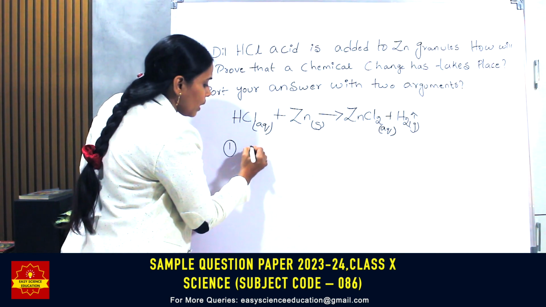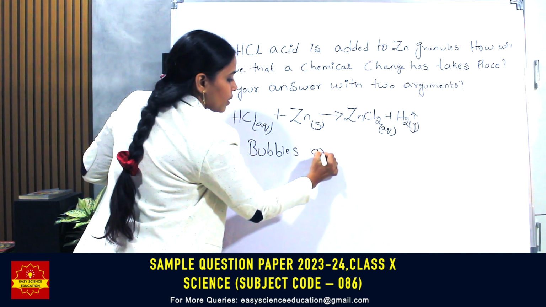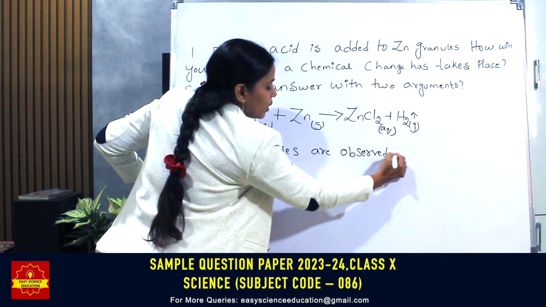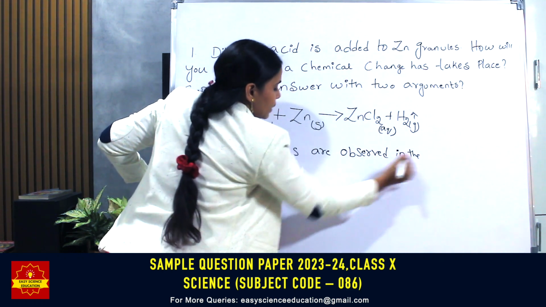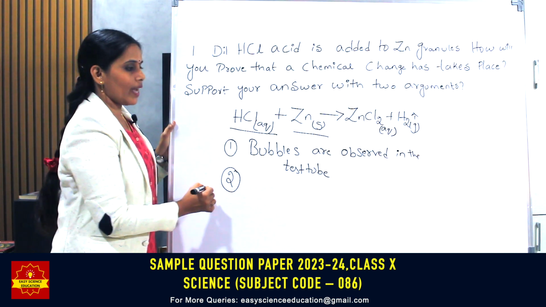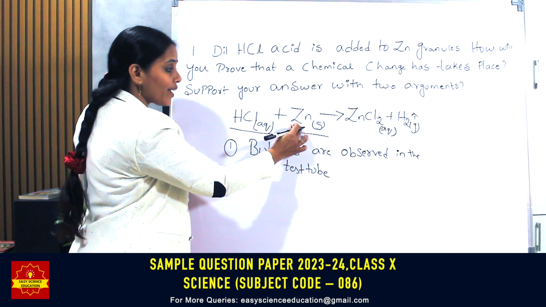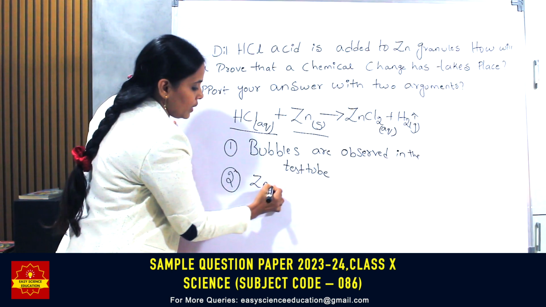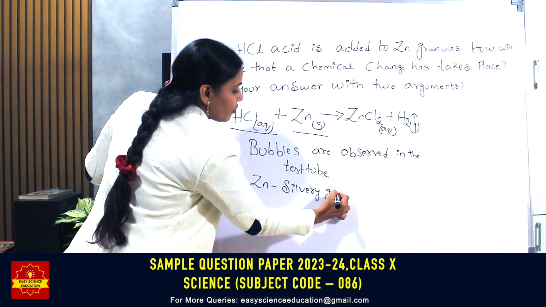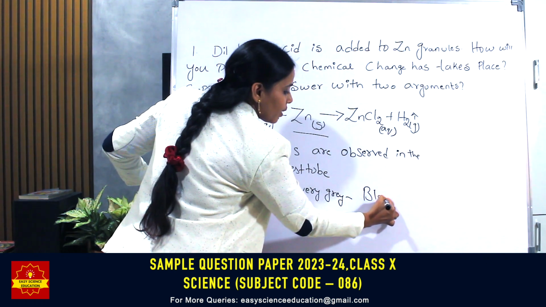So, bubbles are observed in the test tube. The second thing we observed in the reaction is a change in the color. Initially zinc is silvery gray in color. After the reaction it changes to zinc chloride, which is black in color.